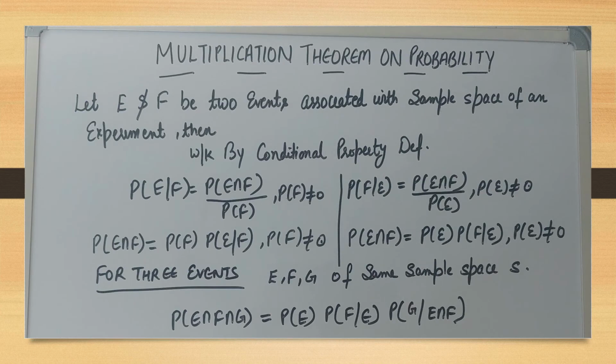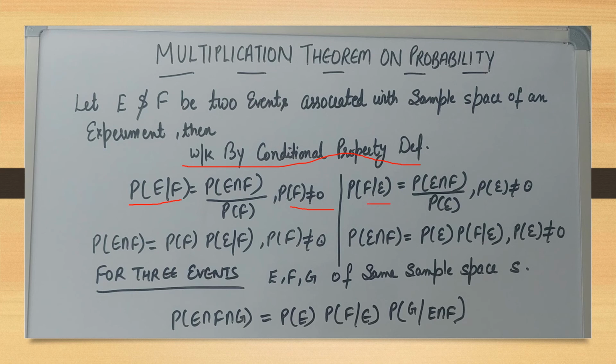Now what is the multiplication theorem on probability? If E and F are two events associated with the same sample space of an experiment, then by the definition of conditional probability, if we need to work out probability of E under F, it is probability of E intersection F divided by probability of F, provided probability of F is not equal to 0.